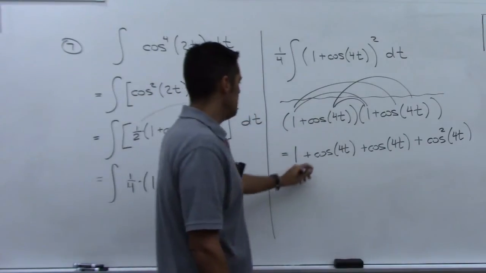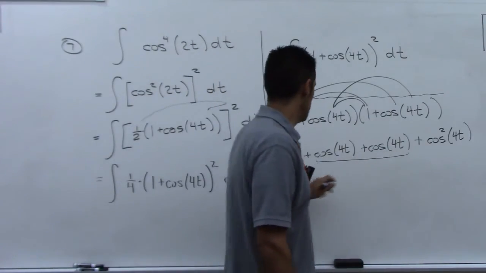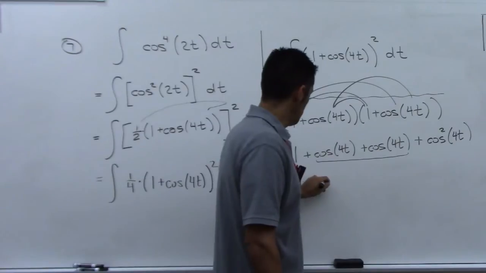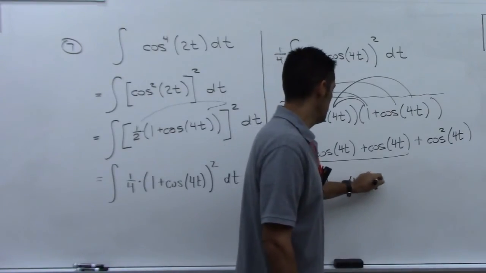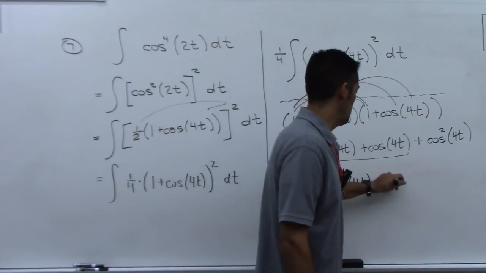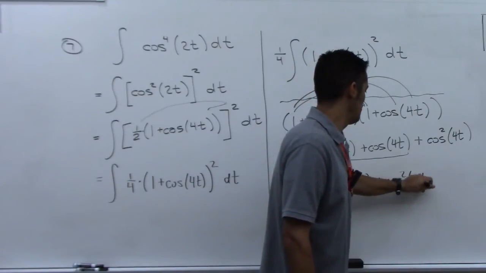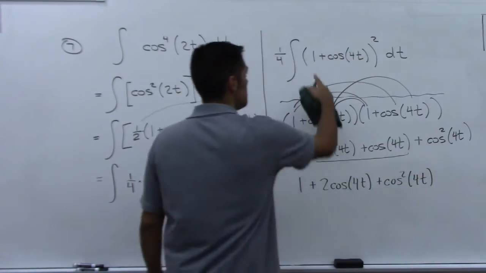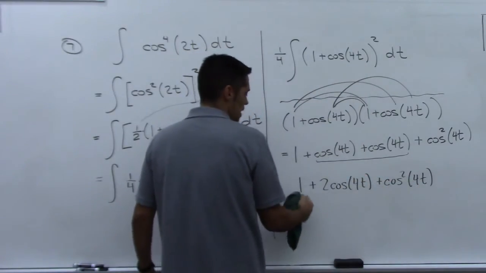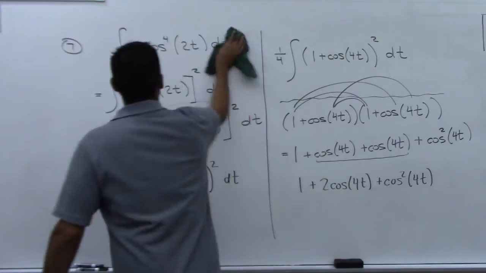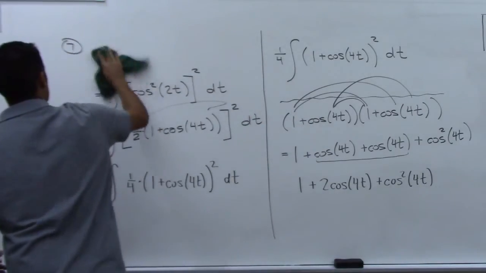I can combine the middle two terms together to get 1 plus 2 cosine 4t, then plus the cosine squared 4t. All right, so this integrand becomes this integrand, and now I've split it up. I have 1, 2, 3 terms. So what am I going to be able to do with that? Let's see.